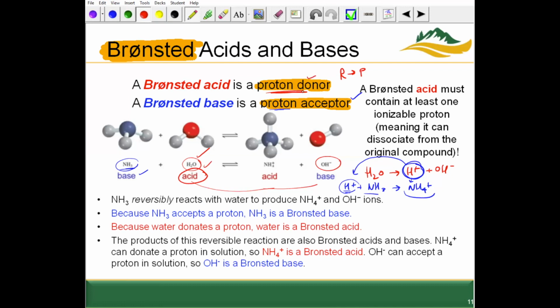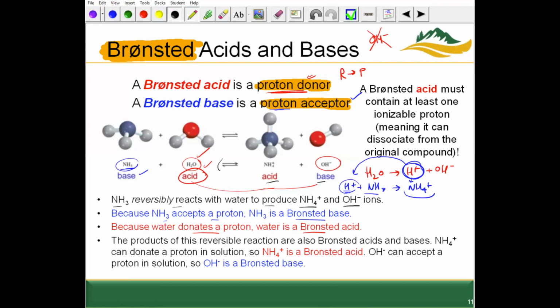It donated a proton. Again, for Bronsted, we're no longer thinking in reference to these OH- or hydroxide ions, just in relation to whether something donates a proton or accepts a proton. Now, you may be wondering about these labels here, so let's talk about those. NH3, or ammonia, reversibly reacts with water to produce ammonium and hydroxide ions. Because ammonia accepted a proton, it's a Bronsted base. Because water donates a proton, it's a Bronsted acid.